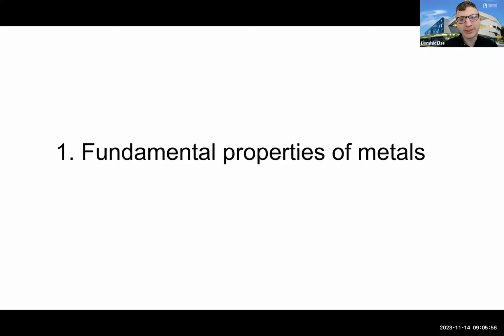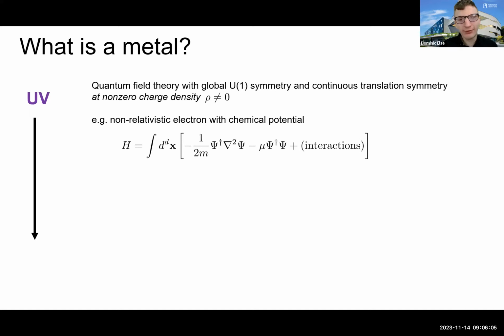So what are the fundamental properties of metals? To answer that, I maybe first need to explain what the definition of a metal is. In this talk, I will take the following definition. In the UV, I assume that we have some quantum field theory with a global U(1) symmetry and continuous translation symmetry. Then I'm going to switch on a non-zero charge density with respect to the charge of that global U(1) symmetry. There are many different possibilities you could think about. For example, you could just consider non-relativistic electrons where you switch on the chemical potential. You can also consider some relativistic system if you prefer.